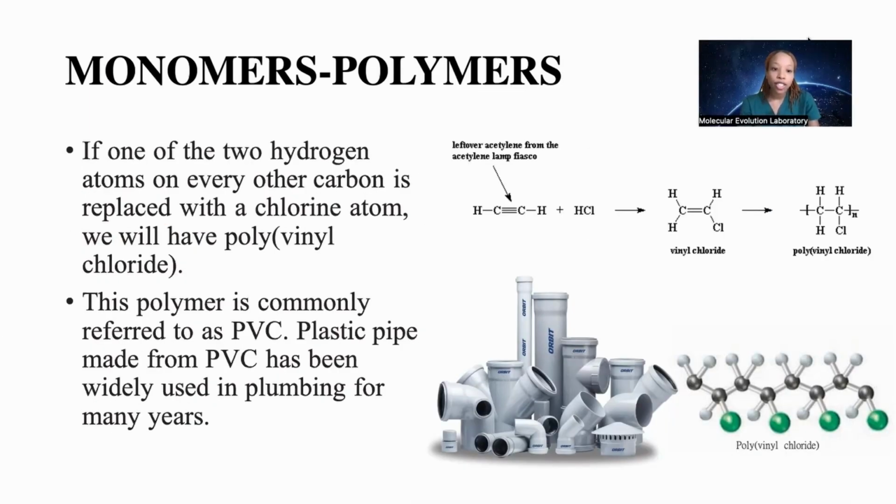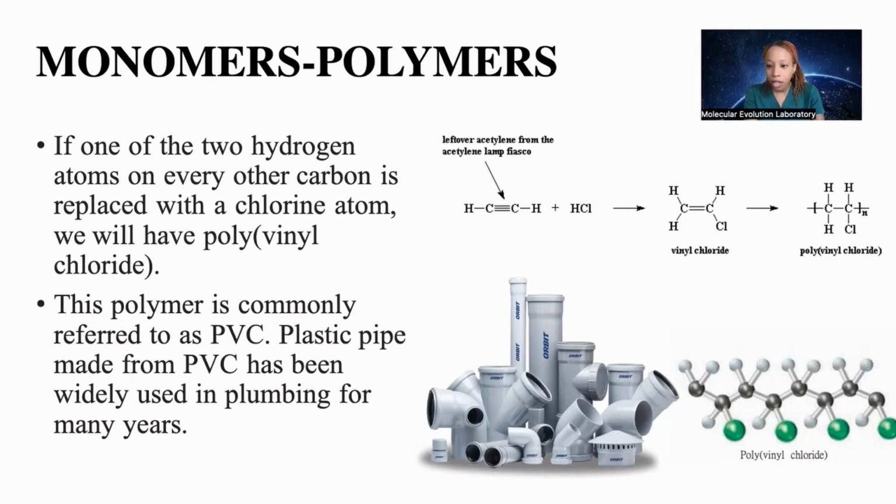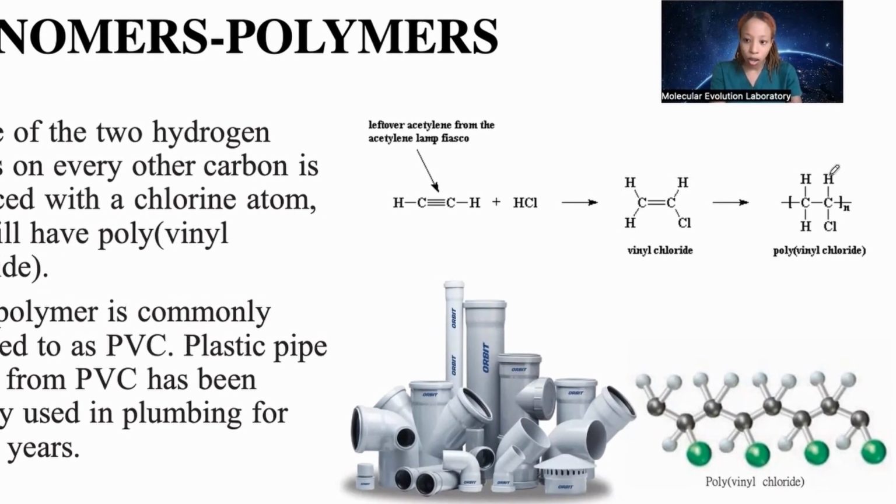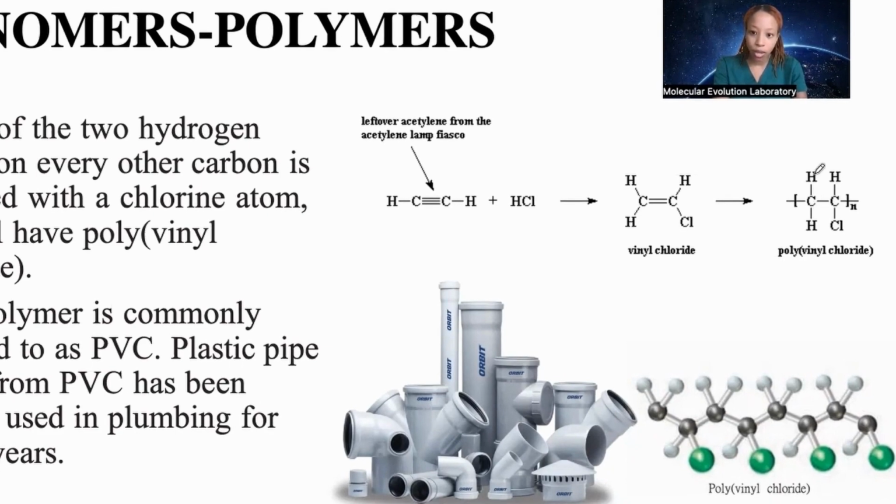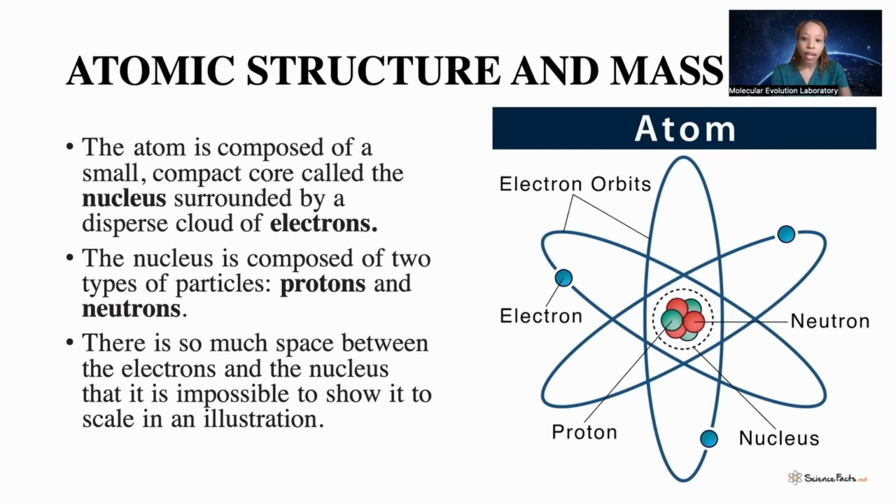If one of the two hydrogen atoms on every carbon is replaced with a chlorine atom, we will have polyvinyl chloride. The polymer is commonly referred to as PVC. Plastic pipes made from PVC have been widely used in plumbing. These are just examples of polyvinyl chloride. And if you replace one of the two hydrogen atoms, so for each carbon you have two hydrogen atoms attached, this is basically showing that you can have repeated units that will extend the polymer itself.